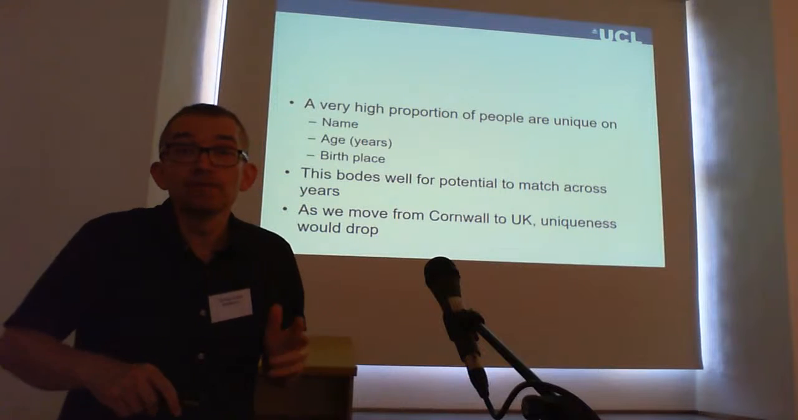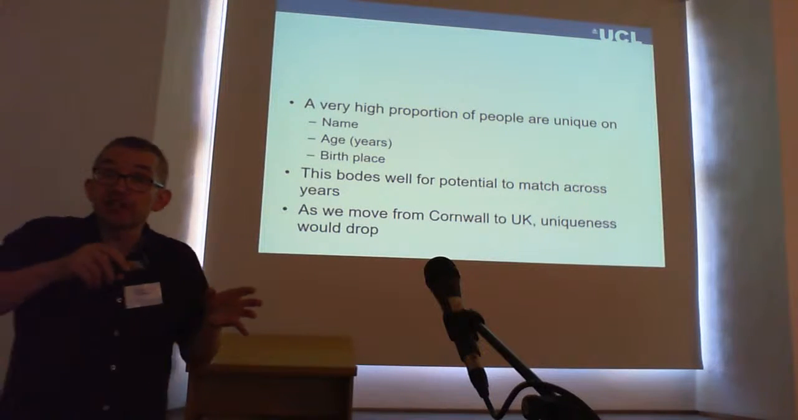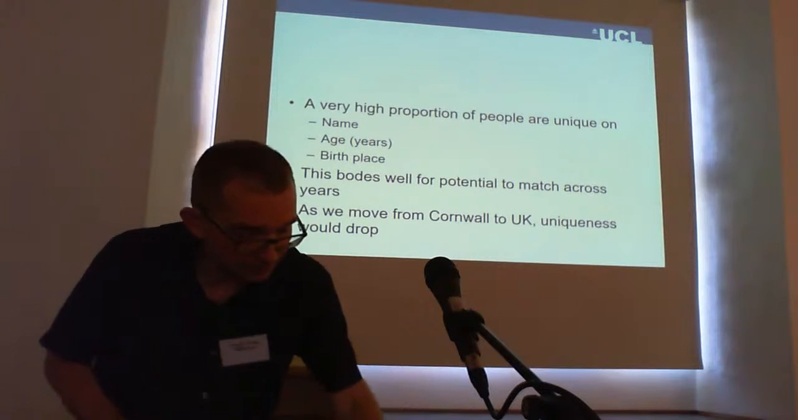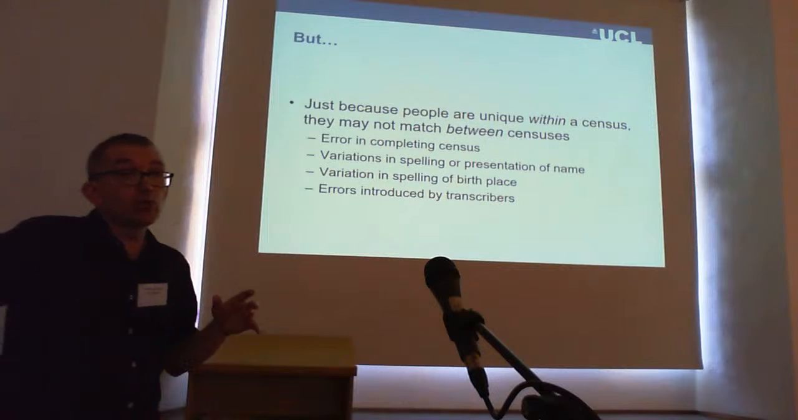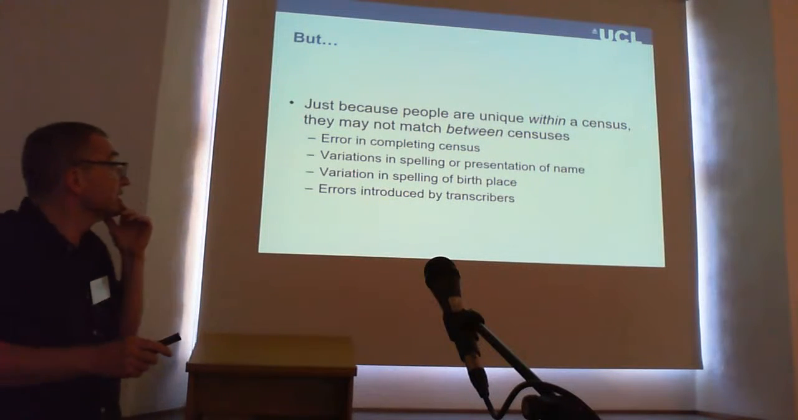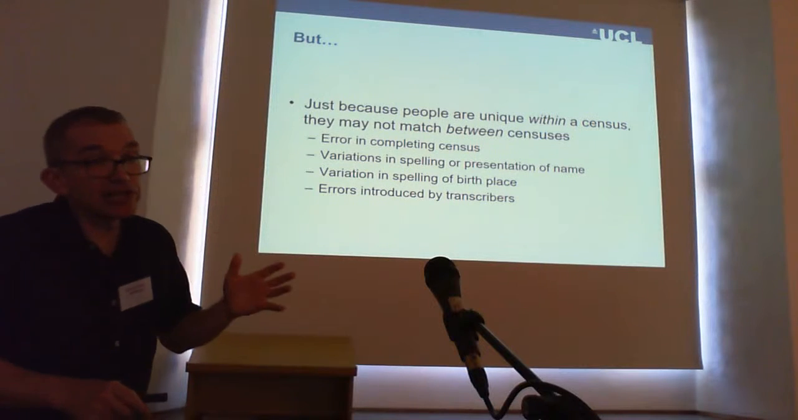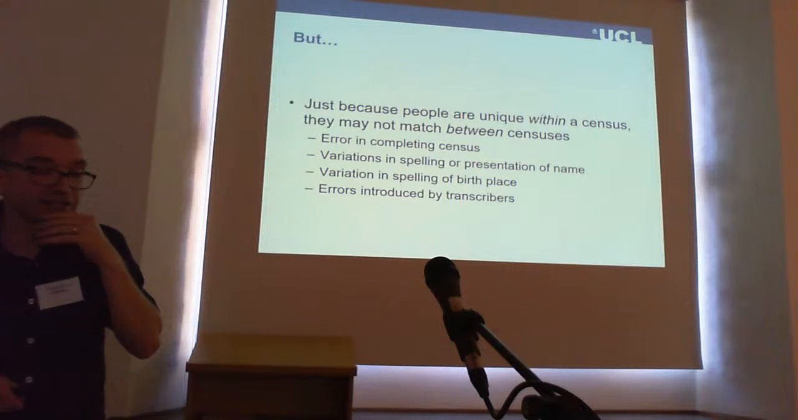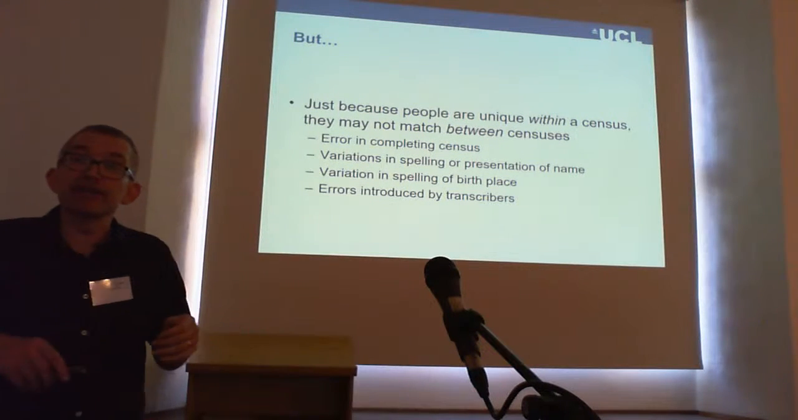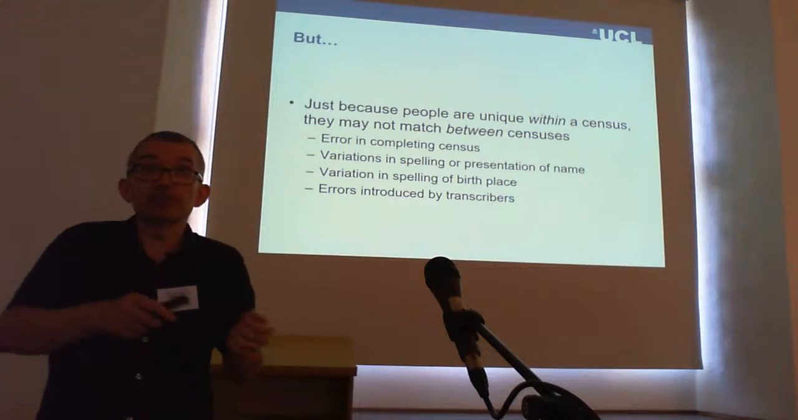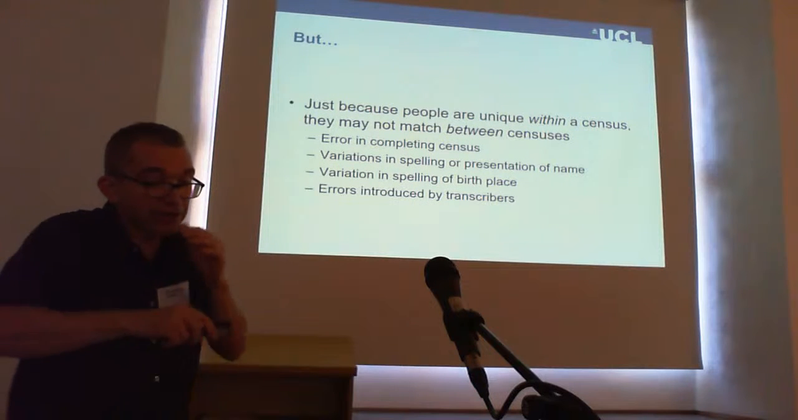And I've just done this for Cornwall. So we'd expect if we were doing this for the whole of the UK, that uniqueness would drop a bit, but sort of 98, 99% is looking really good. But it's not going to be quite as easy as that, unfortunately. Just because people are unique within a census, if we start comparing censuses, people might not match between censuses. And there's a number of reasons that might happen. We've got errors in completing the census, so the results will be inconsistent across years, variations in spelling or presentation of name. And what I mean by presentation of name is whether you put a second name in, whether you put an initial in, whether you have some different way of punctuating your name, something like that. Either you or whoever's filling in the census form.